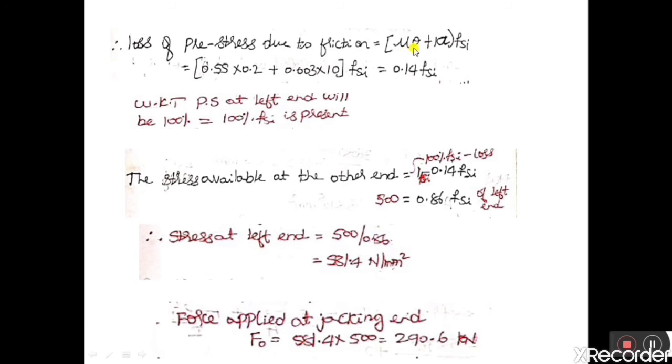Mu is given, theta we have calculated, it is 0.2, plus K is given. X is equal to L because the cable is pulled only from one end, therefore X is equal to L, it is 10 meters. Fsi, that is the initial pre-stress at the left end, is not given, so let us keep it as Fsi only. Therefore, losses due to friction is equal to 0.14 Fsi.